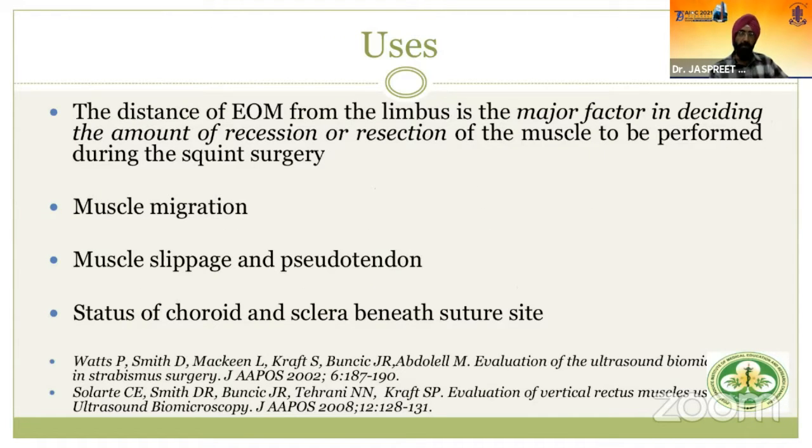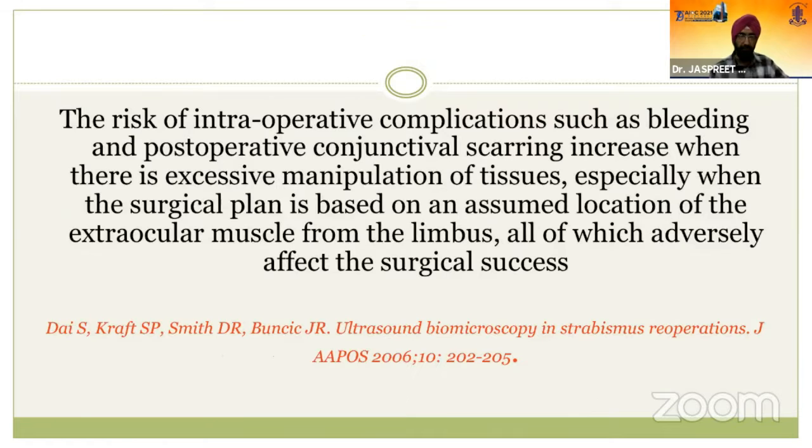So the most important thing we are interested in is the distance of the extraocular muscle from the limbus, because that's going to decide whether we would be operating on this muscle or whether we need to touch the other eye, and what has been done for the muscles. Why has the patient developed a squint? Has the muscle migrated? Has it slipped? Is there a pseudotendon formation? That is the most important thing a UBM tells. But yes, it could also tell the status of the choroid and the sclera beneath the suture site.